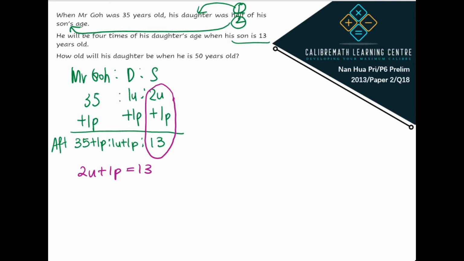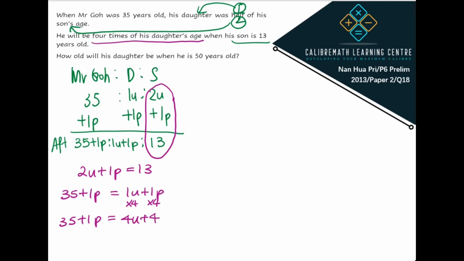Now, the next information that we are given is that Mr. Goh will be 4 times of his daughter's age when his son is 13 years old. So if we write that out, and then we can try to balance them by multiplying by 4 to the lighter side. And in this case, the lighter side is the daughter, so we're going to times 4 to the daughter's side. And so the statement becomes 35 plus 1 part equals to 4 unit plus 4 parts. Now you can use your magical red line concept here, and then you will be able to simplify and get the statement to be 35 is equals to 4 unit plus 3 parts.